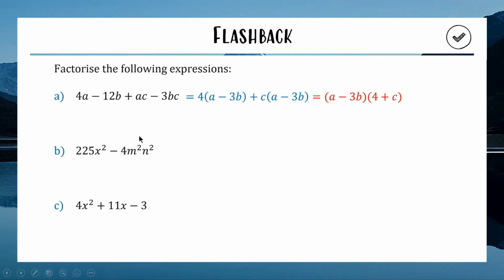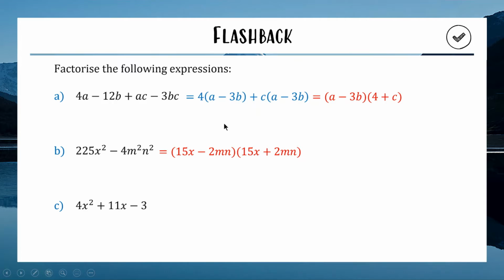For question B, we have a difference of two squares. At the front, we have 15x being squared, and here we have 2mn being squared. So we can factorize as 15x take away 2mn, and 15x plus 2mn.